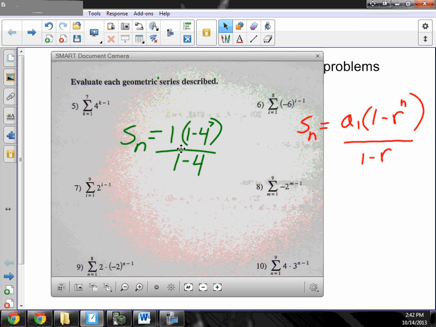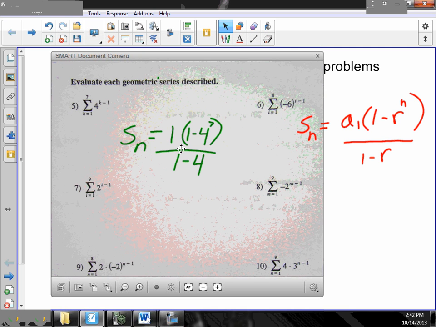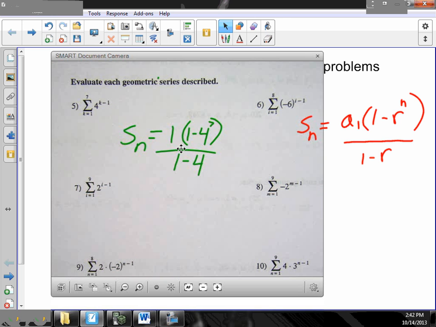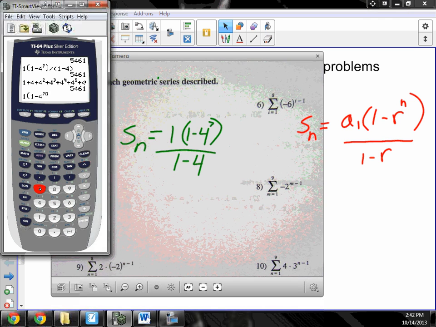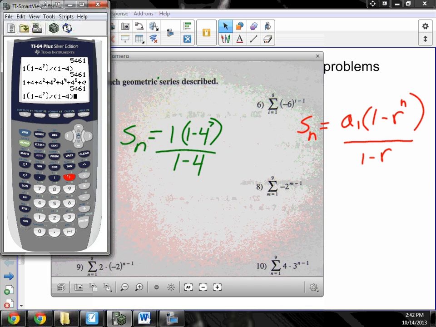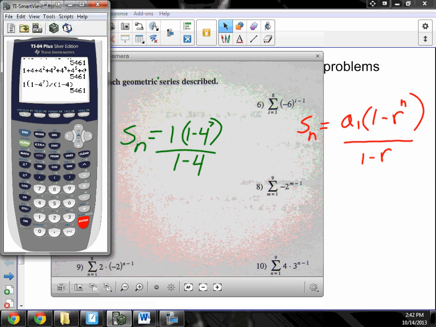Now, make sure you use parentheses on this. If you don't, you're going to screw it up, unless you do it piece by piece, but that's no fun. So parenthesis 1 minus 4 to the 7th, close parenthesis, divided by parenthesis 1 minus 4, and I should get the same answer, in theory, if I did it right. And there it is, 5461.